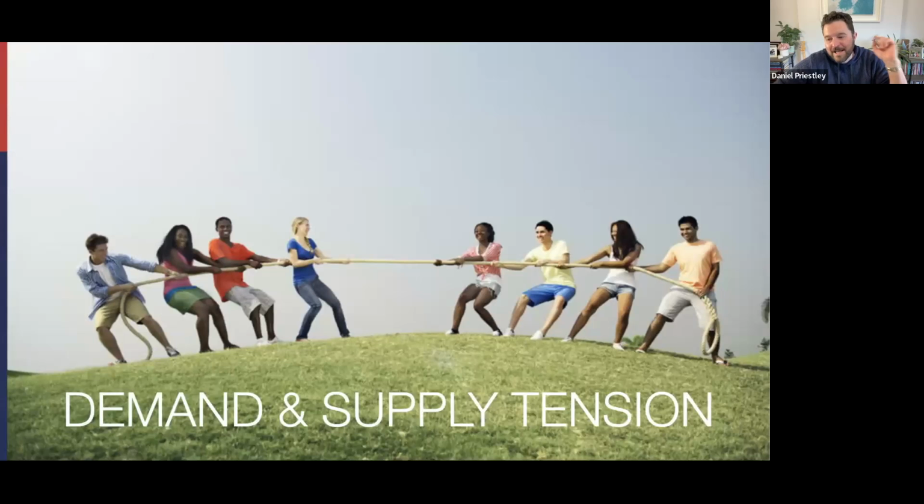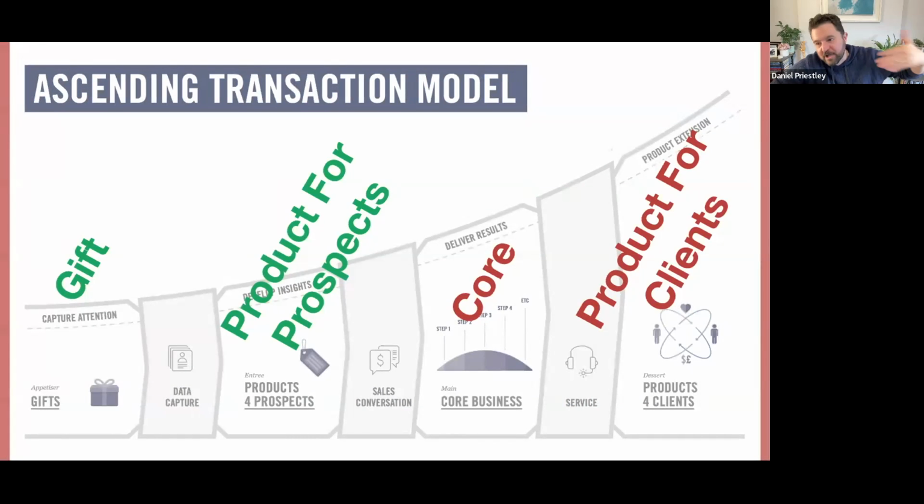If you've got 10 people a week, 20 people a week engaging with your gifts and your product for prospects, you're going to build the demand and supply tension. It's going to push the profitability up of your core product or service. I want you to up your game when it comes to gifts and product for prospects, because essentially that is the demand side of your business. That is the side of your business that drives demand and supply tension.